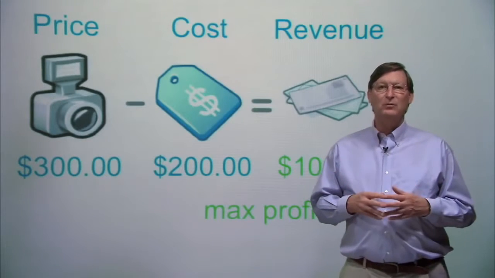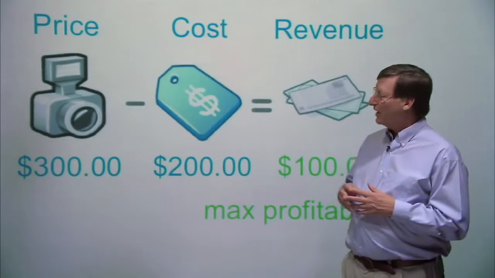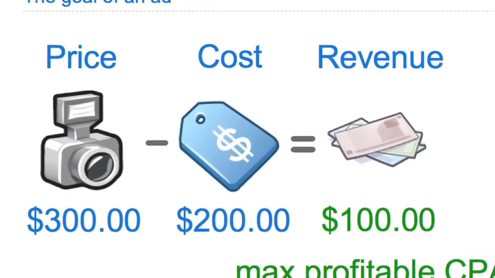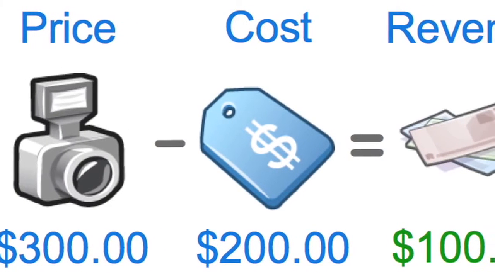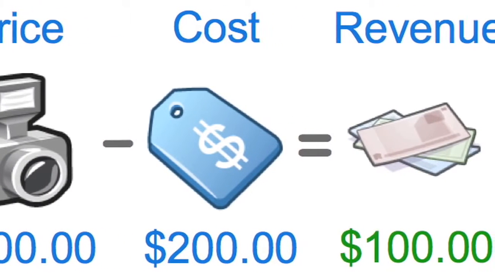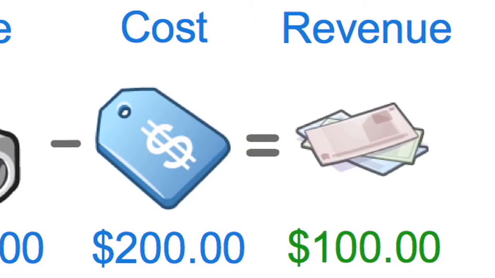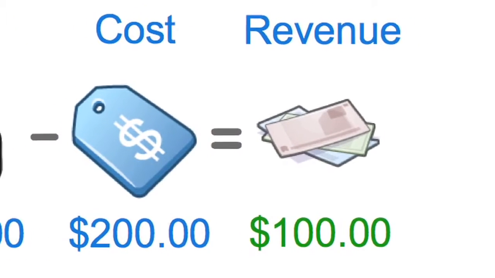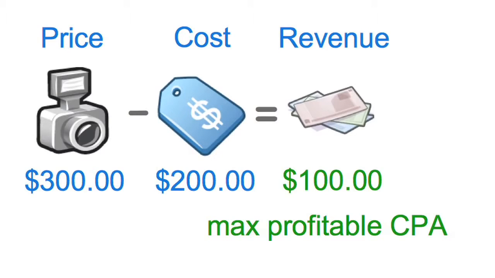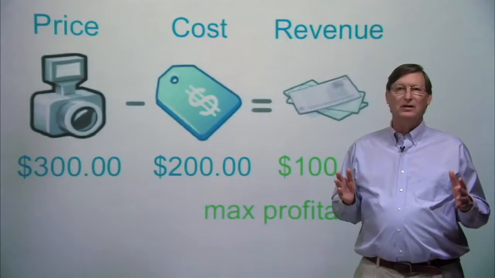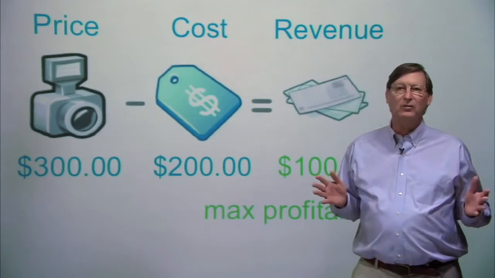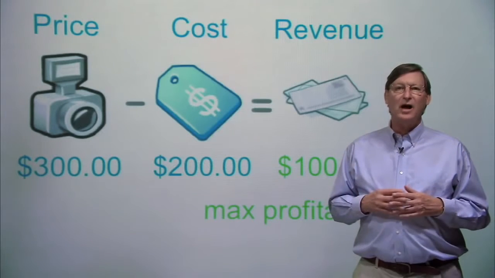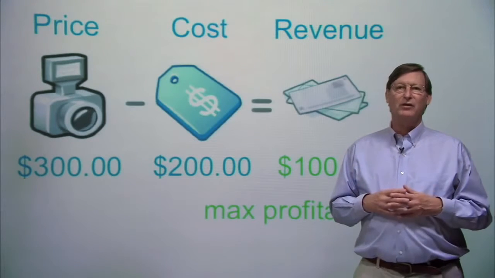So for example, you may sell a digital camera on your site for $300. Let's assume that each camera has an additional wholesale cost of $200 to you. Therefore, a conversion for a user who buys a camera on your site generates $100 worth of revenue for you. This is the price the user paid, $300, less the cost to you, $200. That $100 is your maximum profitable cost per acquisition, or CPA. You can pay up to $100 for each conversion and still make a profit on the sale.